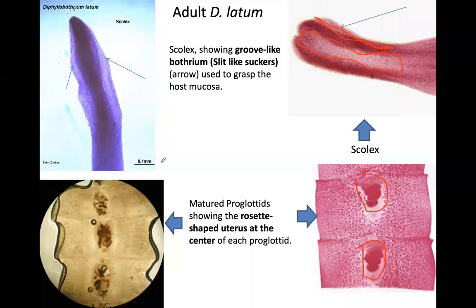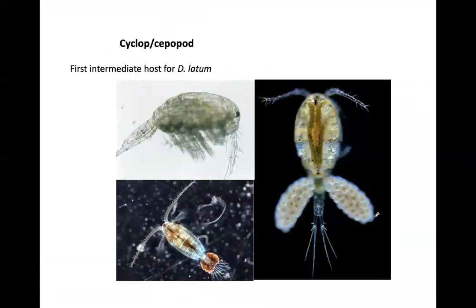And they're relatively smaller. This is another image under the microscope. This is a stained image. Now, why do we have the copepod here? The copepod is the first intermediate host of Diphyllobothrium latum.